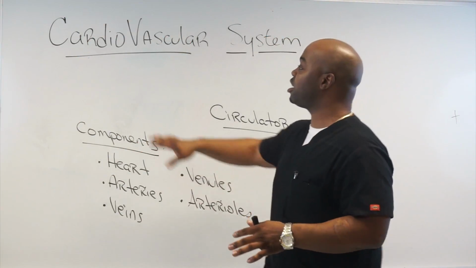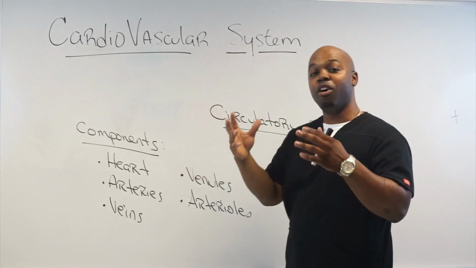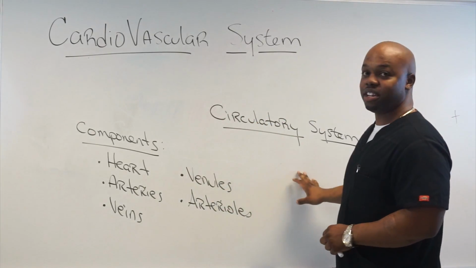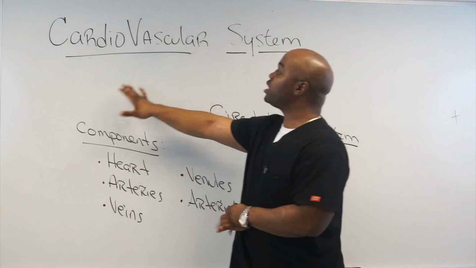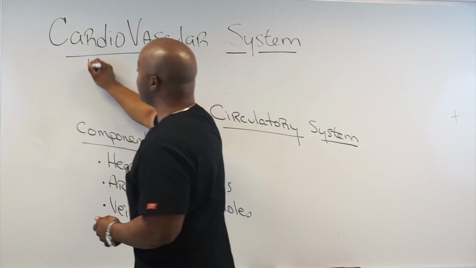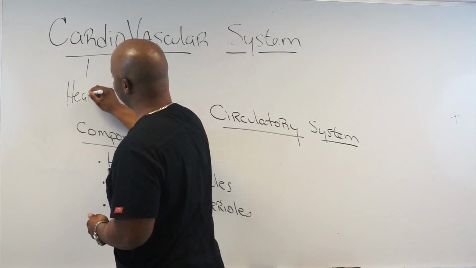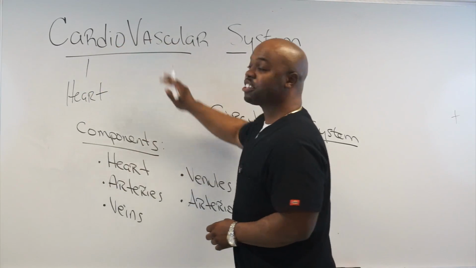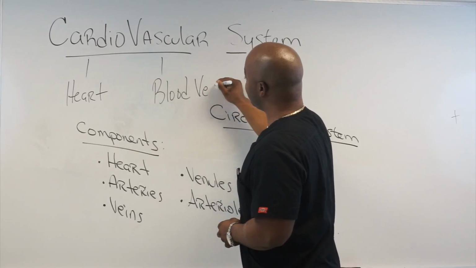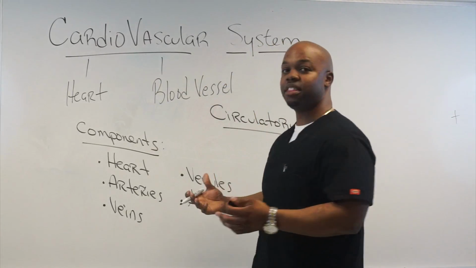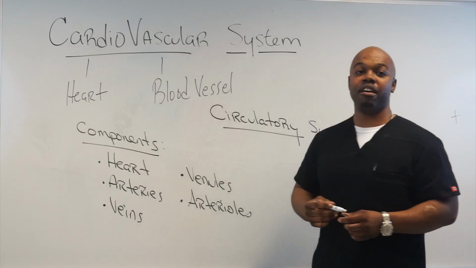Today we'll talk about the cardiovascular system, also known as the circulatory system. Now let's first learn what cardio means and what vascular means. Cardio means heart. Vascular means blood vessel. So put together, blood vessels of the heart.